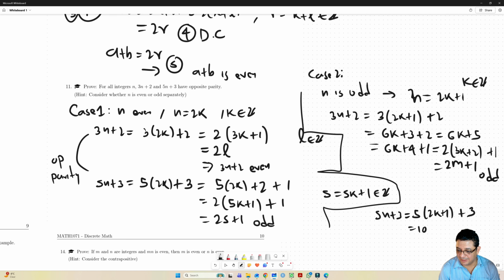And so this is going to be 10k plus 5 plus 3, or 10k plus 8. And I can just factor a 2 here, and I'm going to get 5k plus 4. Because k is an integer, 5k is an integer, and 5k plus 4 is an integer. So I can see this as of the form 2c, where c is an integer, and so this is going to be even. As you can see, 3m plus 2 is odd and 5m plus 3 is even. So I actually proved question 11 with this.